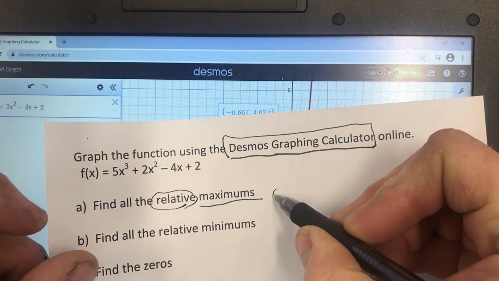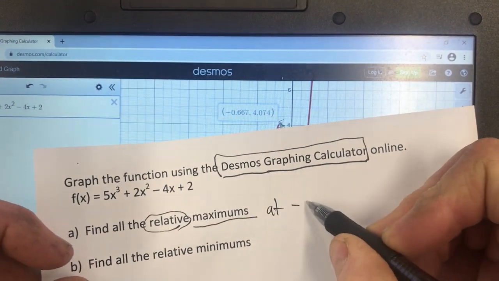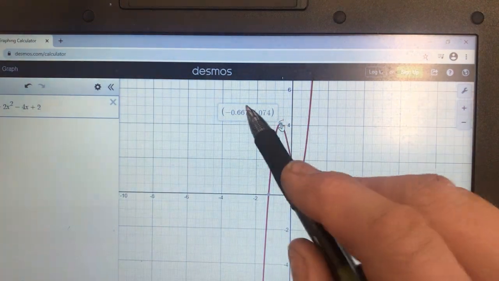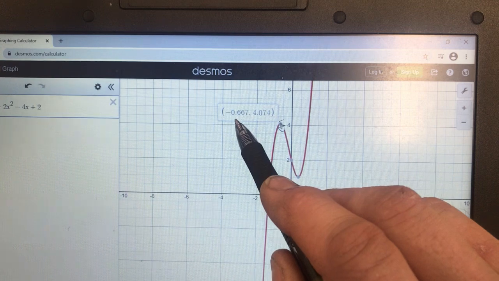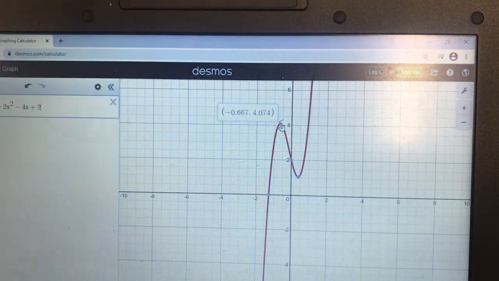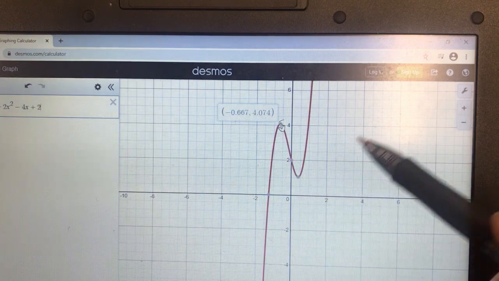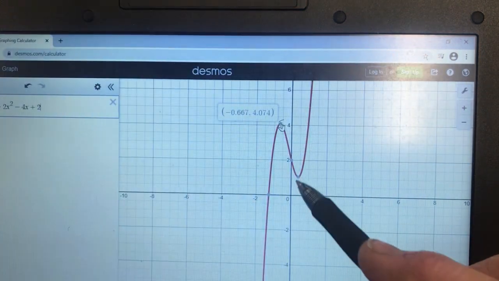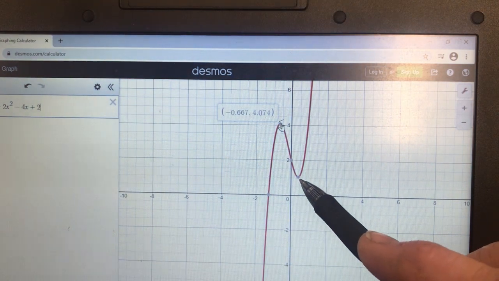Negative 0.667. This is the maximum value, but that's where it occurs. And I think that's what we're mostly concerned about, where it occurs. And that's the only relative maximum on this. Now, what's the relative minimum?